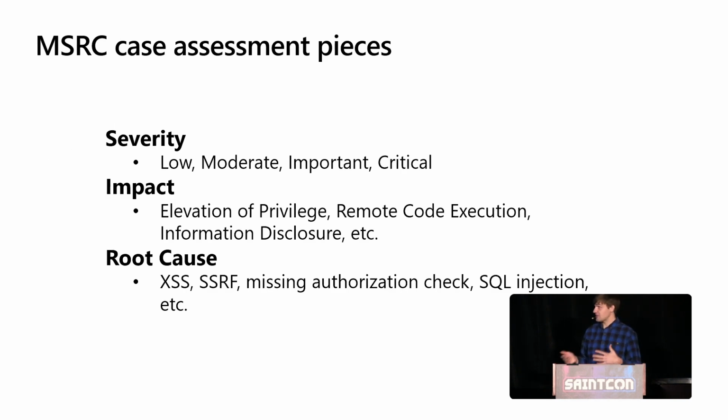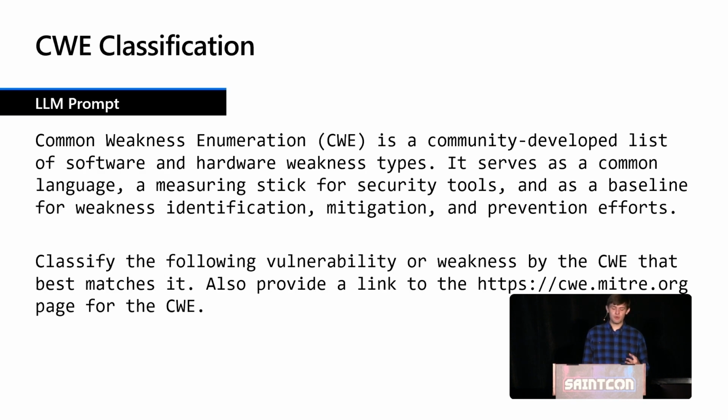So to start, just some context, a big part of my job is this MSRC case assessment. When we receive a vulnerability report, I look at it and decide how severe is this, what's the impact of this, what is the root cause of this. And one helpful way to describe the root cause is using common weakness enumeration, MITRE's CWE, which is a common language I can use to say, hey, this is a SQL injection bug, cross-site scripting bug, and other people know what I'm talking about.